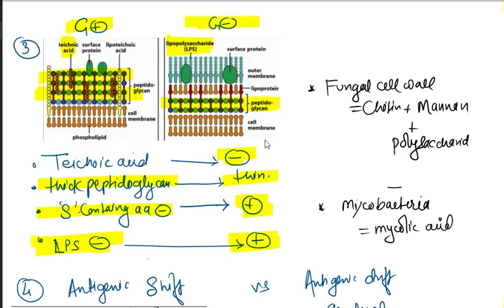Let's see some other points here. Fungal cell wall. What about the fungal cell wall? It is made up of chitin and mannan along with polysaccharides. Mycobacteria have mycolic acid.